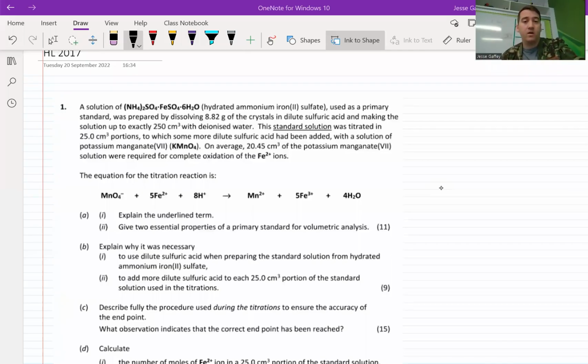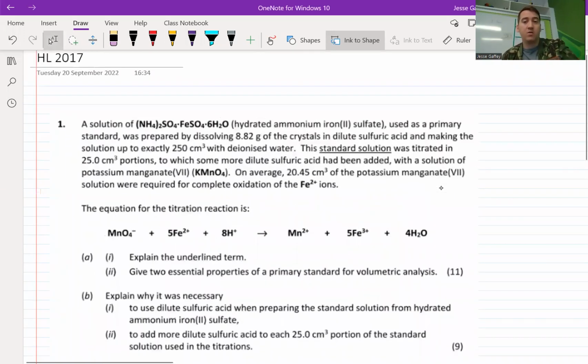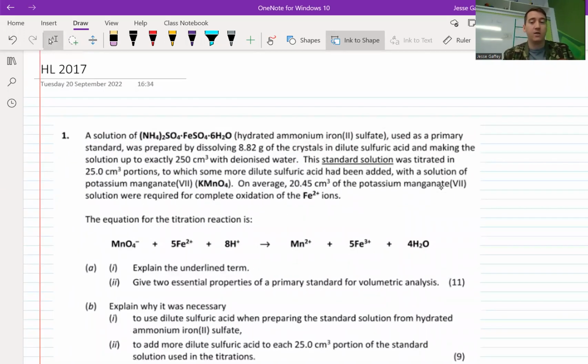In this video, we are continuing our exam question walkthroughs for the titration questions. So this is the higher level question from 2017. On a higher level, the titration is almost always question one. So without any further ado, we're going to jump into this.